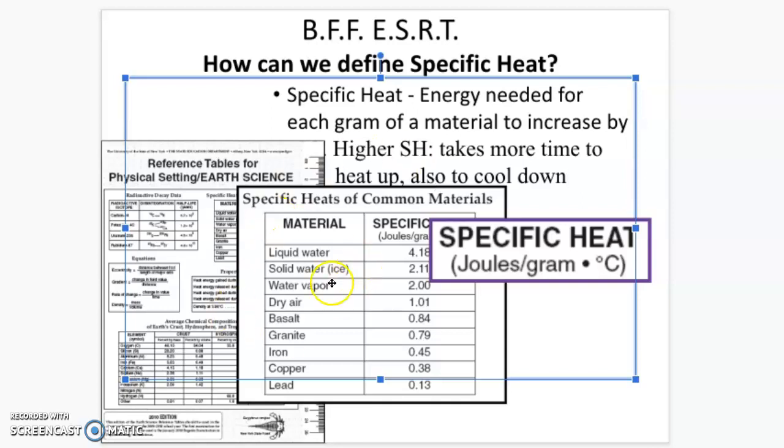And that's because, if you look at this chart, metals like iron, copper, and lead have very low numbers, meaning a low specific heat, so they heat up fast. And they also cool down fast. So anything that heats up quickly will also cool down quickly. Anything that takes a long time to heat up, like water, will take a long time to cool down.